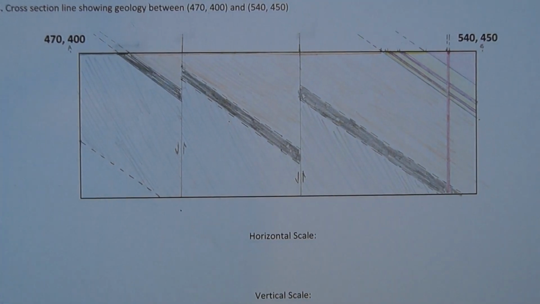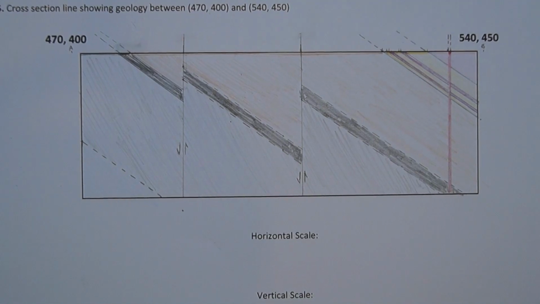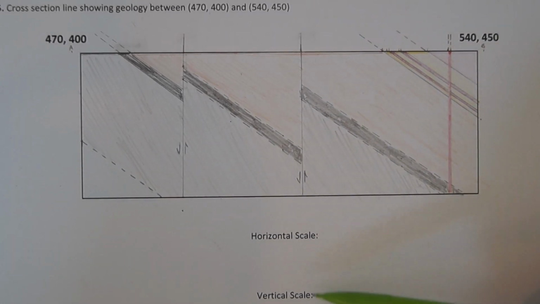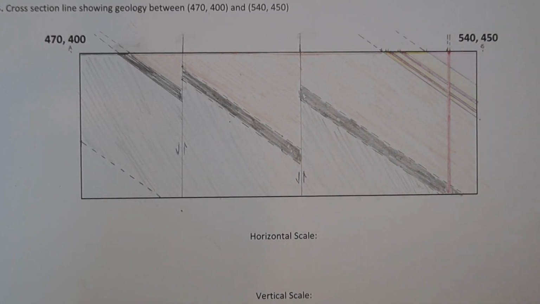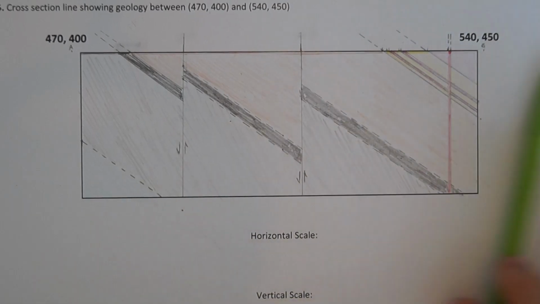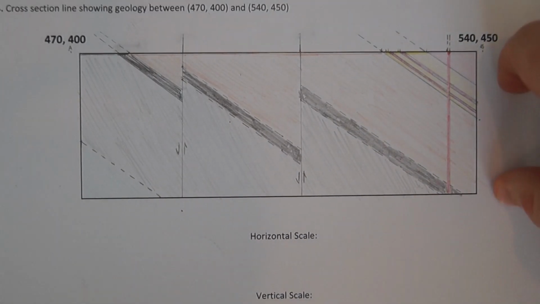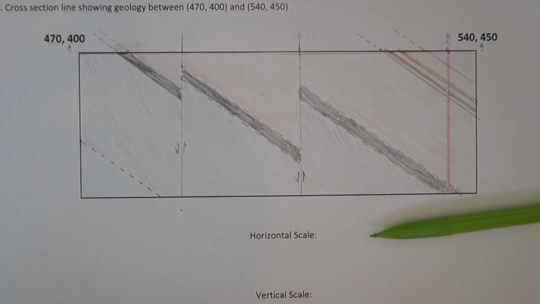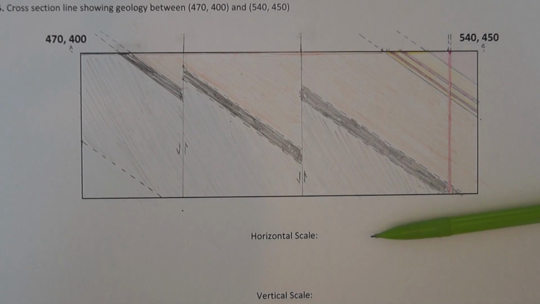Okay, now we're on to the point at which we need to do our housekeeping measures to give it a scale and to give it a key and so on. And because we've used this vertical exaggeration, we have two different scales. We've got the horizontal scale and then we've got the vertical scale, and the two aren't the same because we've pulled our cross section in the vertical axis to give us that exaggeration factor.